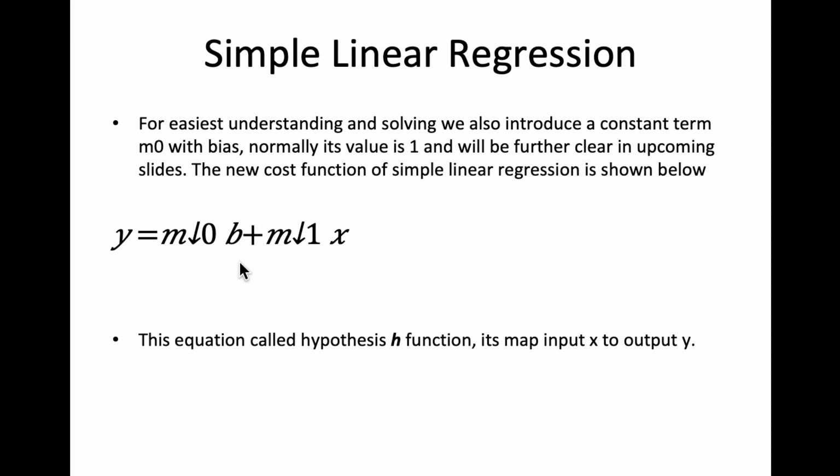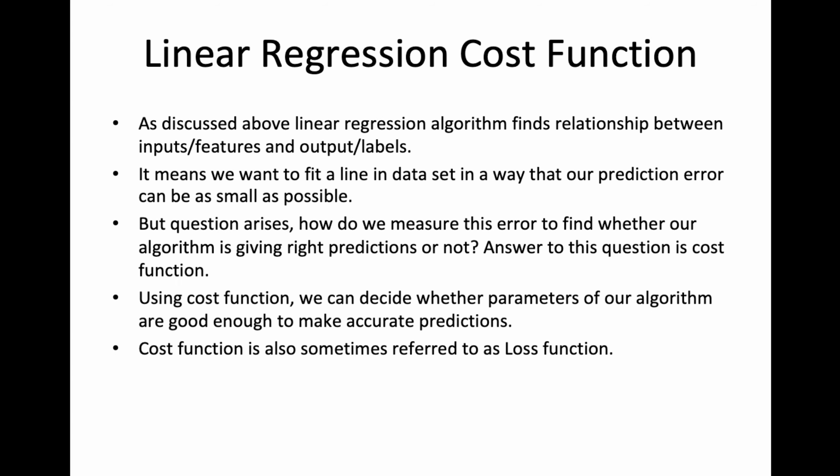This equation, called the hypothesis function, is used to map input to output, and that's how the cost function comes into the picture. And as discussed above, cost function is something we are going to encounter a fair bit throughout this course. The linear regression algorithm finds a relationship between the input features, the x's, and the output features, and we want to fit the line to a data set such that the prediction error is as small as possible. But the question is, how do we measure this error to find out if the algorithm is giving the right predictions or not?